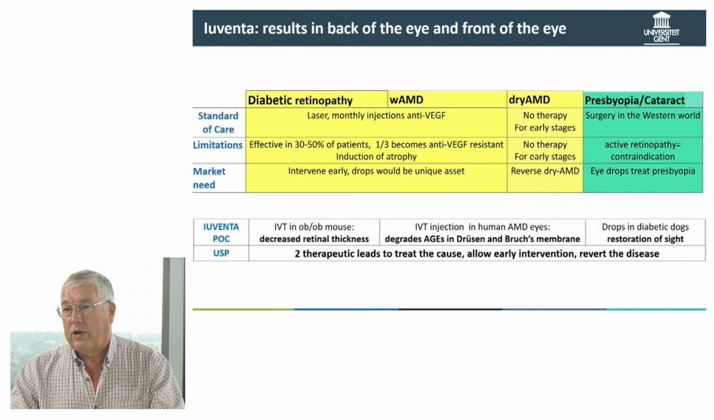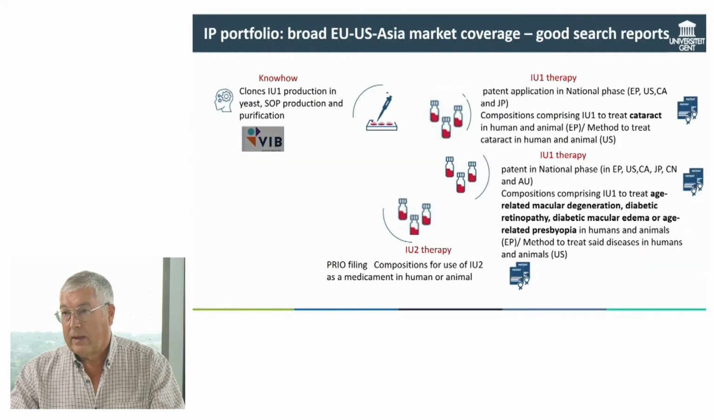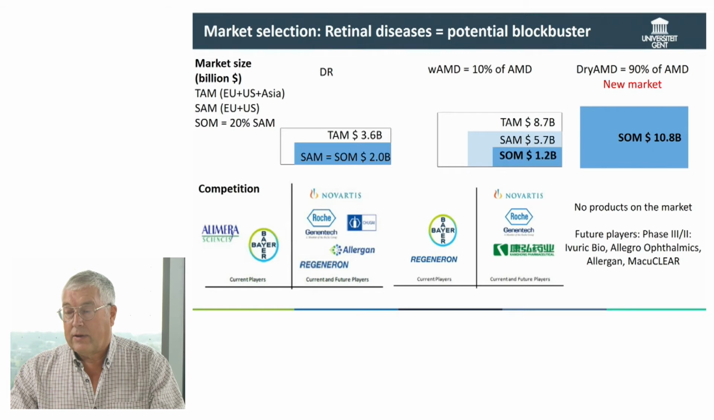The unique selling point of Juventa Biologicals is to have 2 therapeutic leads to treat the cause and allow the early intervention and revert the disease. University of Ghent has supported the generation of a broad IP portfolio covering both know-how but also patents covering IU1 and IU2 therapy in various diseases. For the back of the eye diseases, the size of the addressable market is in each case greater than $1 billion per year, and for dry AMD substantially larger.